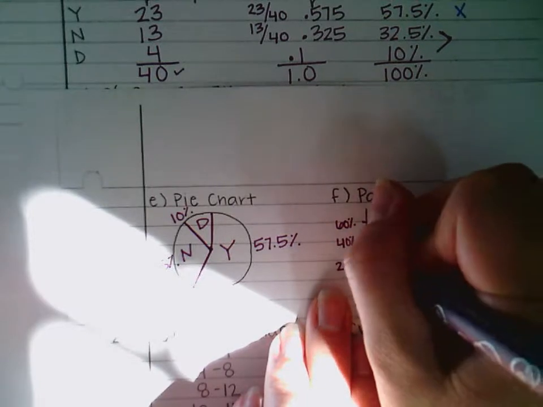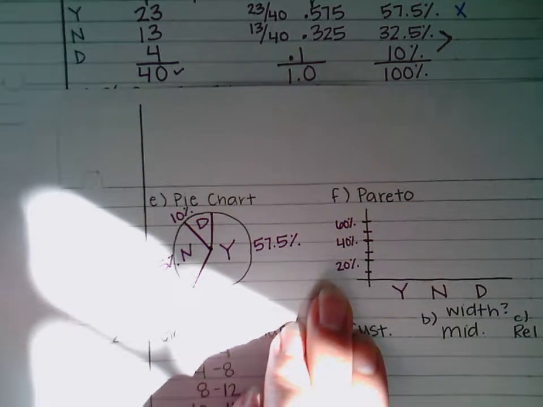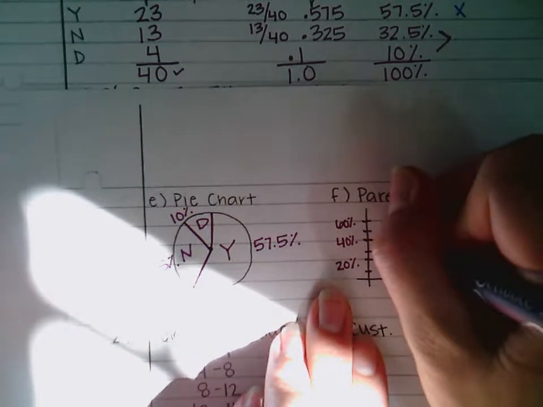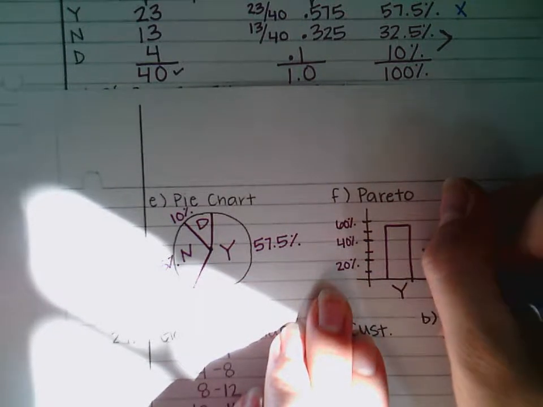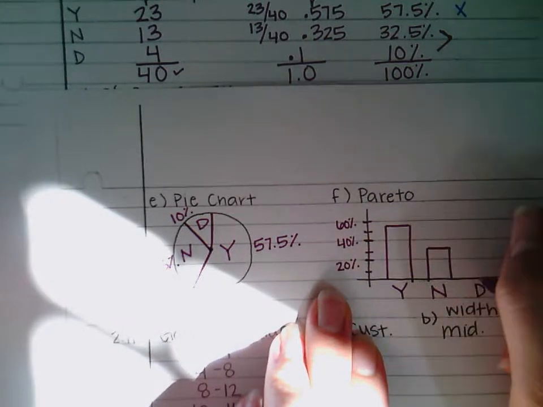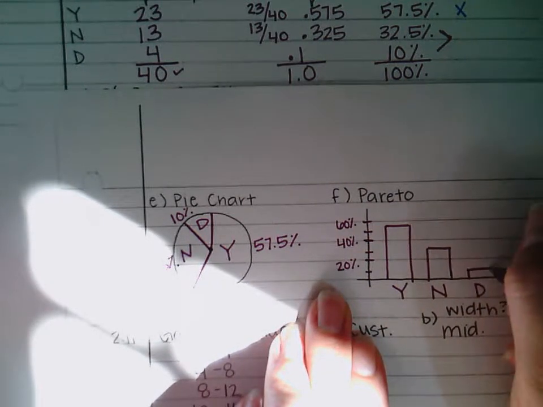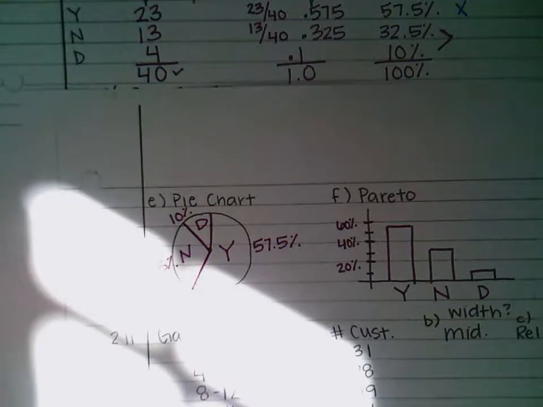So I could make a little halfway tick mark if I wanted to for my 10s, and I'm going to make my Y bar, my N bar, and my D bar. And that is my Pareto chart.